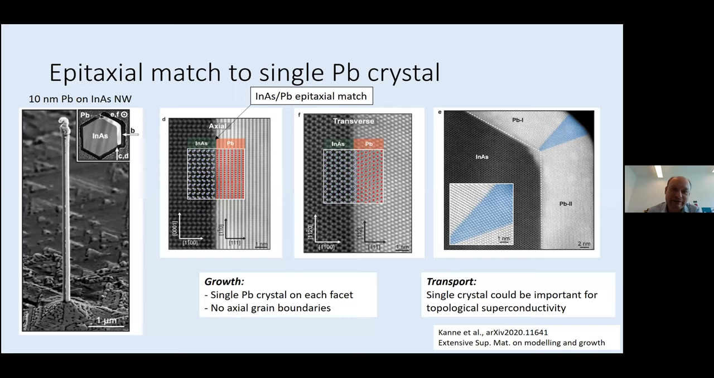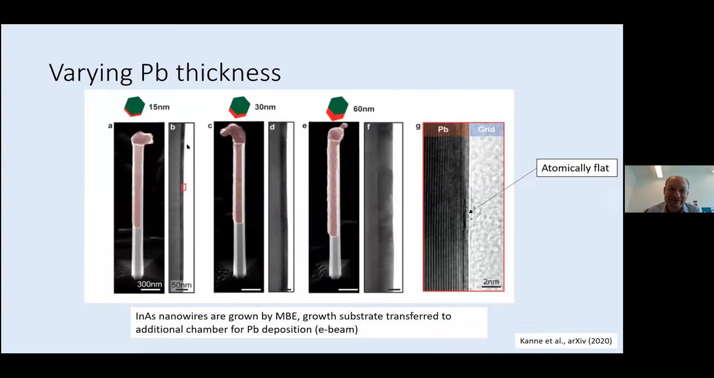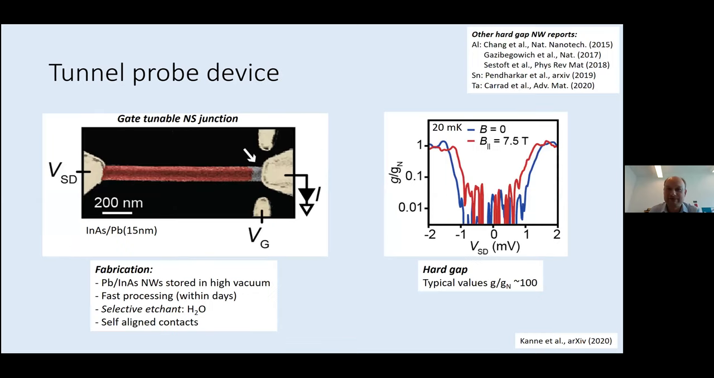So they can also change the thickness of the superconductor. You can see if you go from 15 to 60 nanometers here, then for the first two, the morphology of the lead, which is in red, is very nice and almost atomically sharp. Here's a TEM image and you can zoom in and look at the interface over here. You can see the capping is very clean, so that's very nice. While if you make it a bit thicker, the morphology is not as good, but this can probably be improved by proper tuning, according to the growers. So this was the growth.